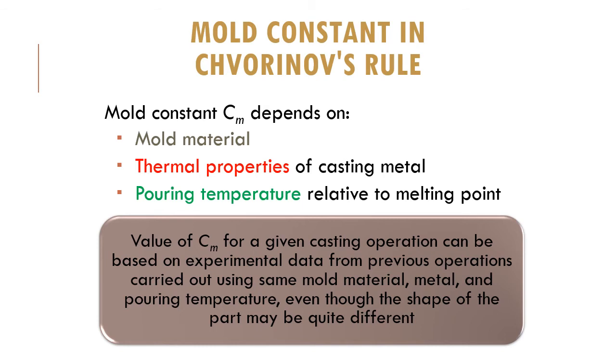Usually they perform the experiment first to determine the Cm value from previous operations. After that experiment, they start doing the calculation, so you get the Cm value. If you use the same mold material, the same metal, pouring rate and pouring temperature, the Cm value will be the same. If those other things change, like mold material, thermal properties, and pouring temperature, then the Cm value will also change.